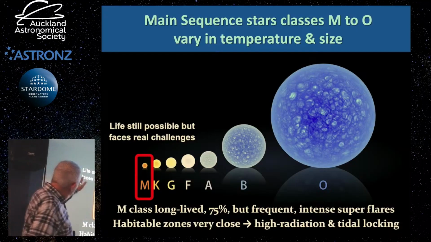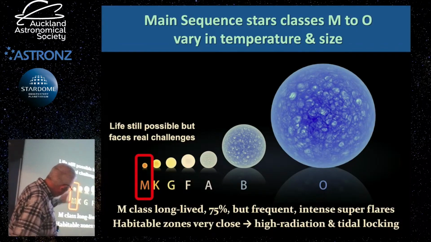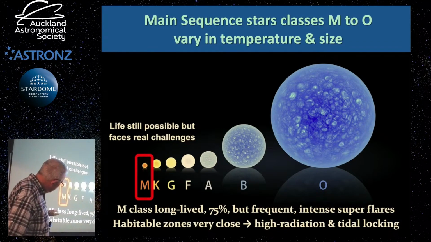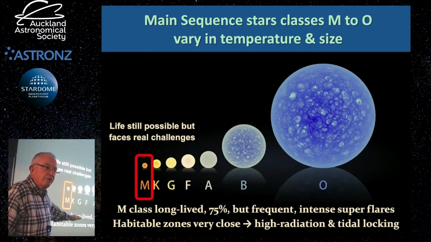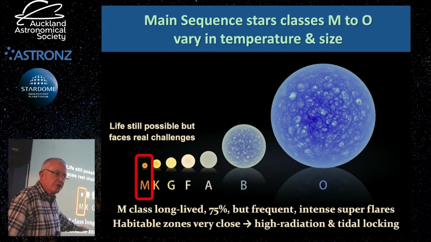So it's a big challenge for life, not impossible, but another challenge. If you get an exoplanet around an M-class star, sure, long lives, but they've got these super flares going off, and you're tidally locked. There's every chance of that if you're in that habitable zone. You're so close that most of those planets are tidally locked.